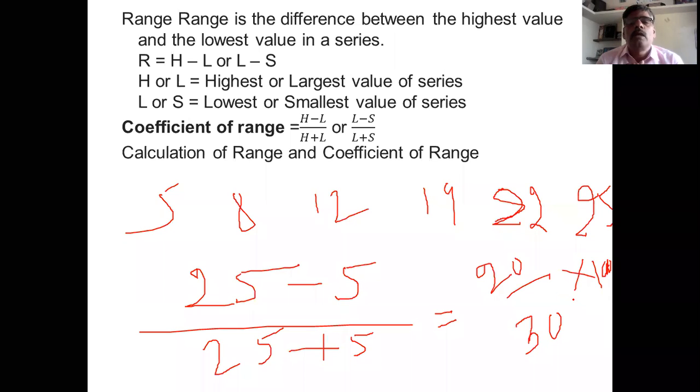If they ask you to calculate the range, there are two kinds: one is the absolute measure, another is the relative measure. Relative measure is nothing but the coefficient of range. In the absolute measure, only the range is calculated. Coefficient of range means relative measure. Remember these two. And this is the equation.